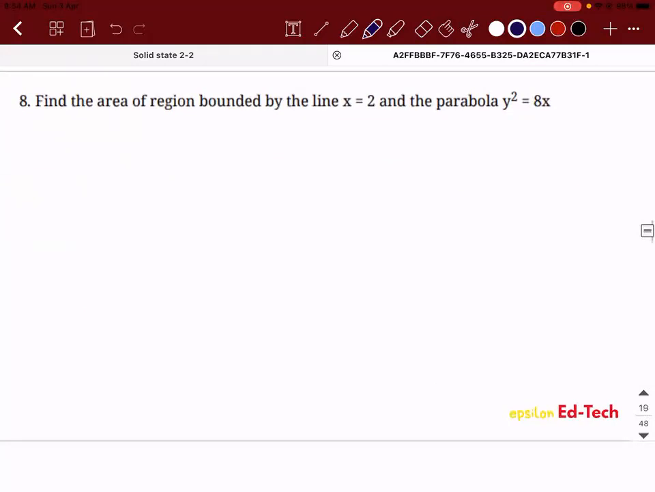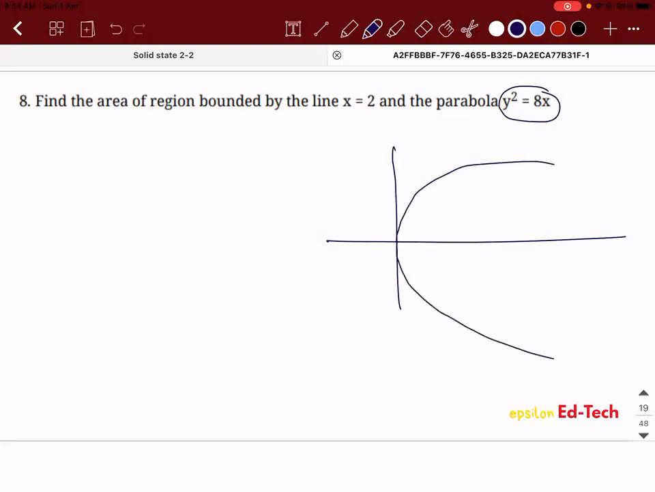So moving on to the next one. Find the area of the region bounded by the line x is equal to 2. X is equal to 2 is a line parallel to the y-axis, and y square is equal to 8x is a rightward parabola. So when you take both these things together, x is equal to 2. So this point is 2, 0, and this is the curve y square is equal to 8x. Just take the integral. So what will be the answer?